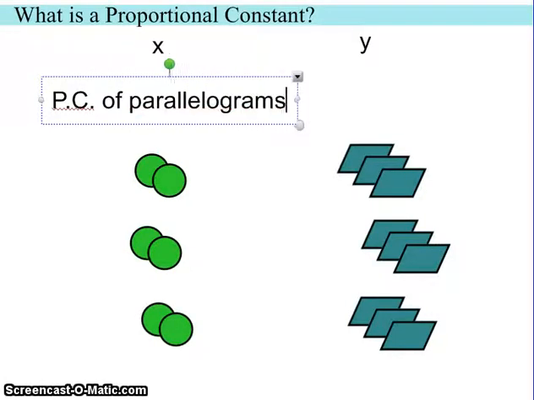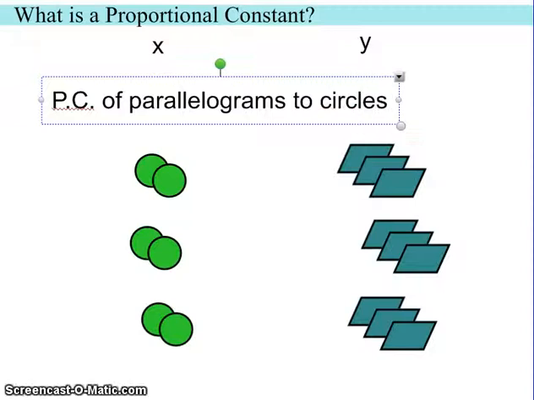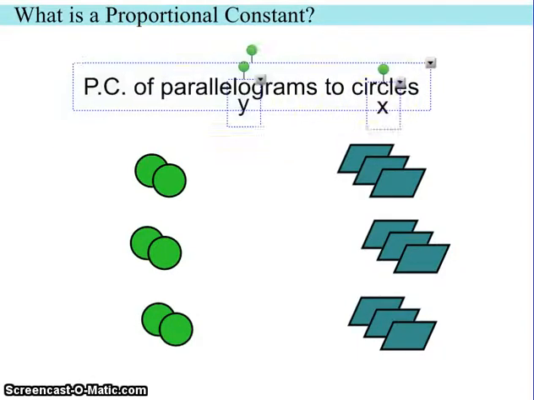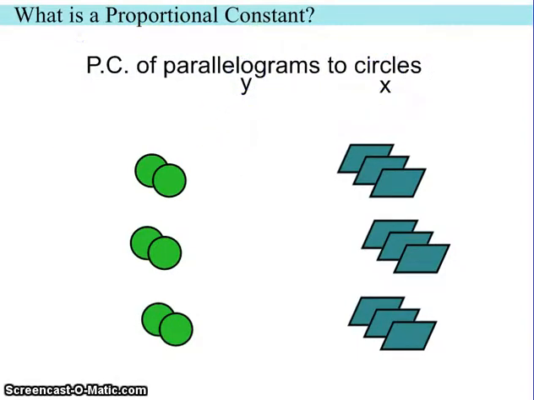parallelograms to circles. Since I want parallelograms to circles, that's going to mean that the parallelograms become my x quantity and circles are going to be my y quantity. So I notice that we've got 3 parallelograms for every 2 circles. So we can find the proportional constant by doing some division. And in this case, we would do 3 divided by 2, which is 1.5.